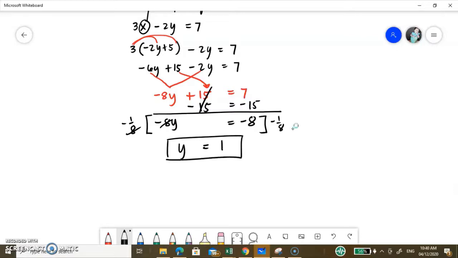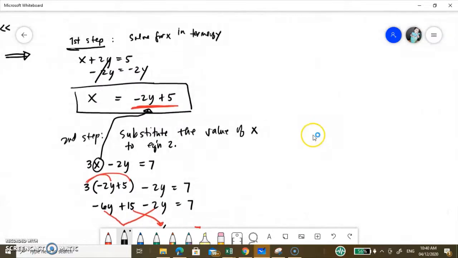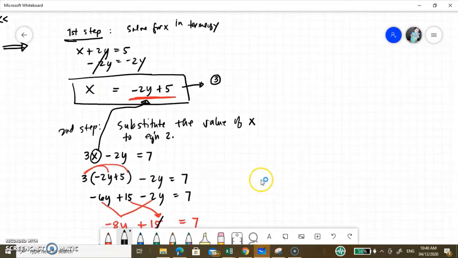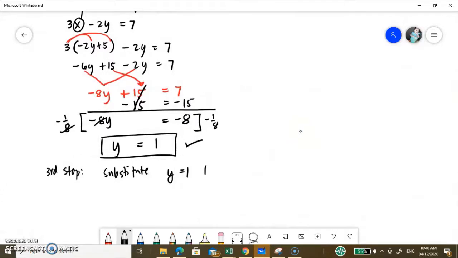So now that you have the value for y, our step 3, or third step, substitute y equals 1 to our first equation. You can also use the second equation. Okay? This could be labeled our third equation. It is actually better to substitute in the third because x is already isolated. You already solved x in terms of y, right? So, we can use that. We can substitute y equals 1 to equation 3. Okay? Equation 3 which came from equation 1.